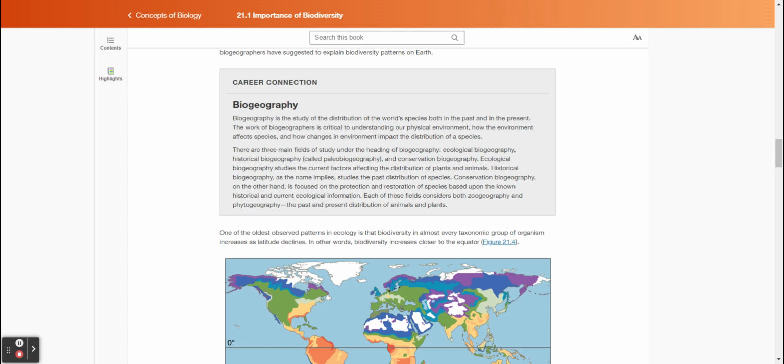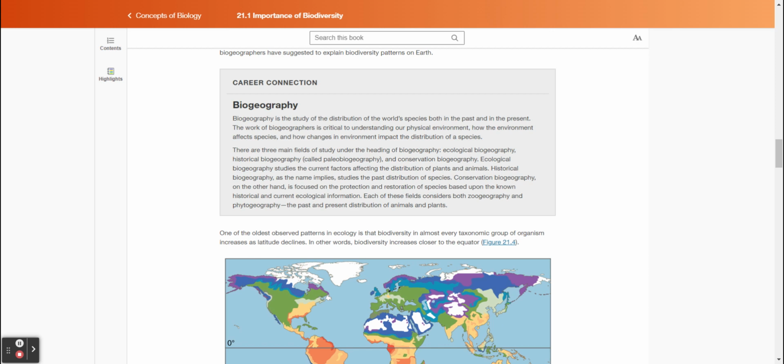Career connection, biogeography. Biogeography is a study of the distribution of the world's species, both in the past and in the present. The work of biogeographers is critical to understanding our physical environment, how the environment affects species, and how changes in environment impact the distribution of a species. There are three main fields of study under the heading of biogeography: ecological biogeography, historical biogeography, called paleobiogeography, and conservation biogeography.